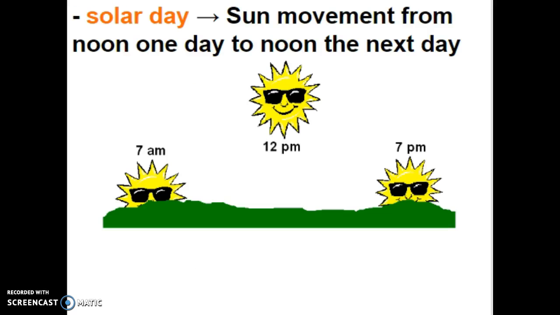So how do we measure a day? Well, believe it or not, a solar day is the sun's movement from noon one day to noon the next day. So you can try this at home with your parents, although it never worked with my parents when I was younger, that technically the day does start at noon.